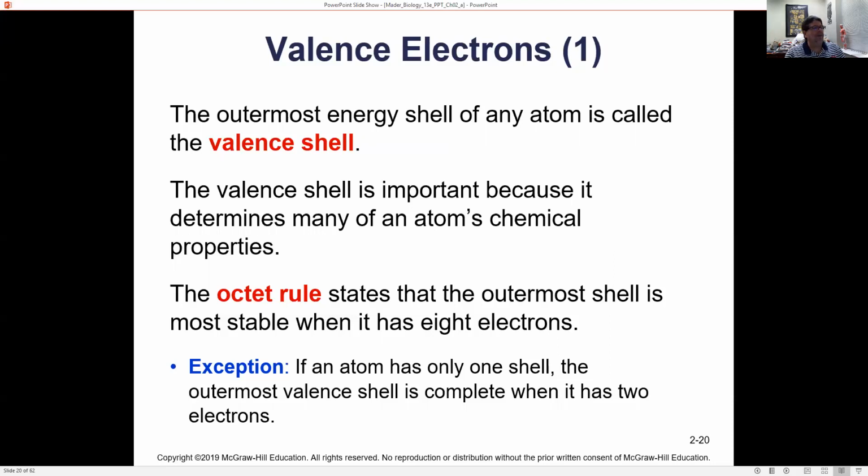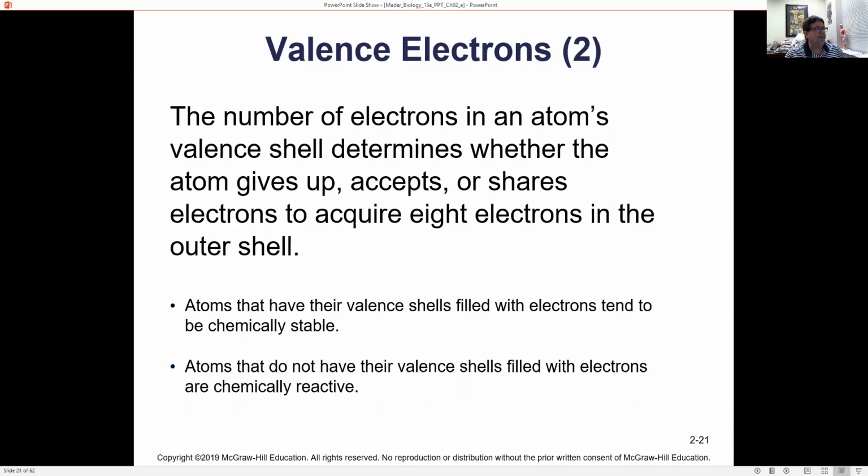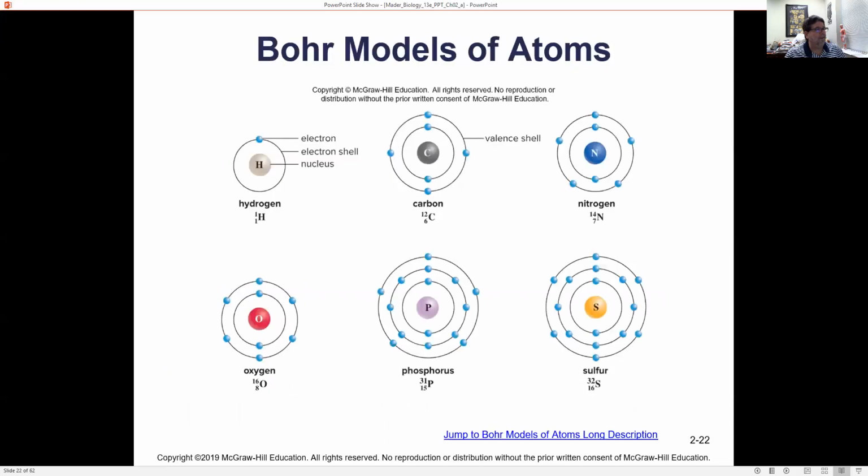Okay, this outermost energy shell of an atom is called the valence shell. That is the one that's going to determine the reactivity. The rule of 8, if they can get 8 out there, then it's the most stable. Okay, and it goes on. I think I beat that horse into the ground.